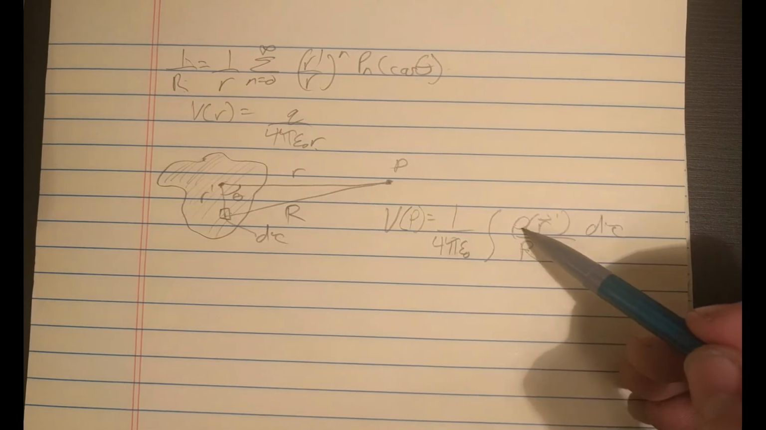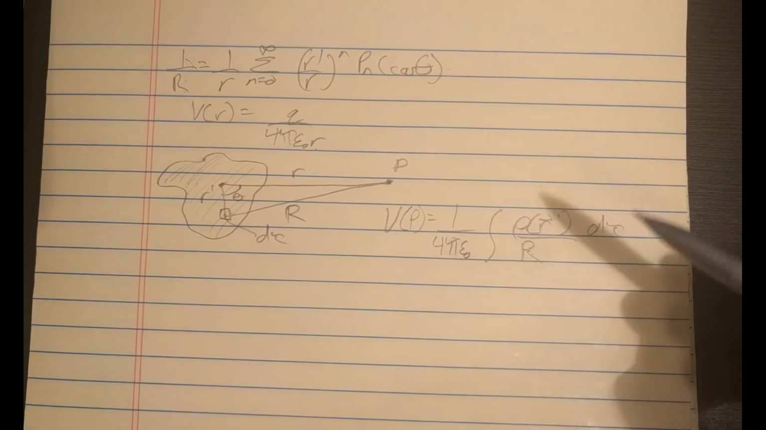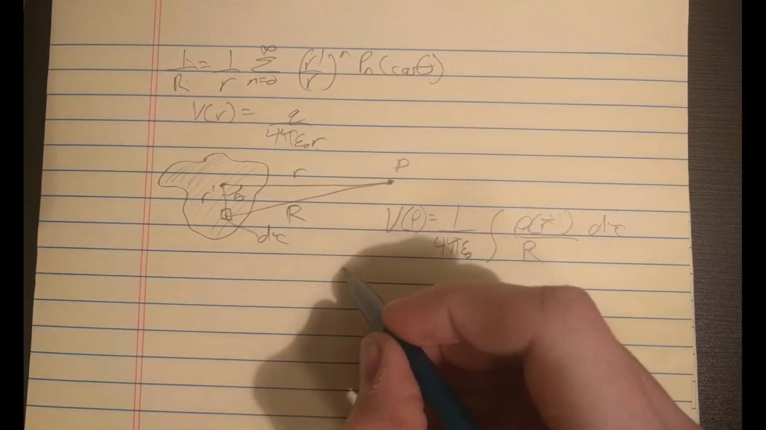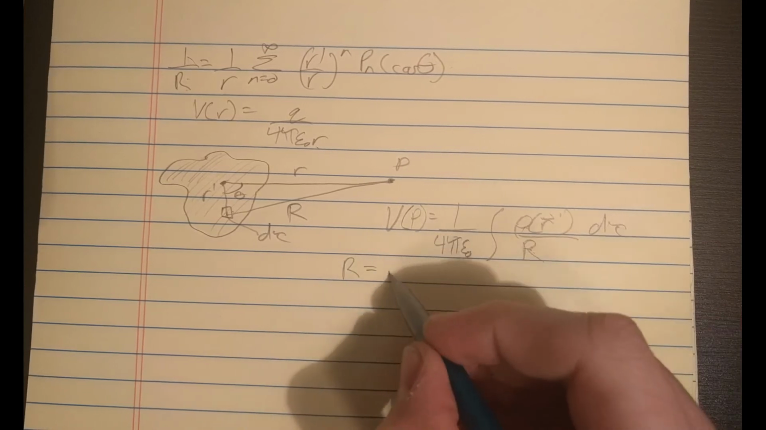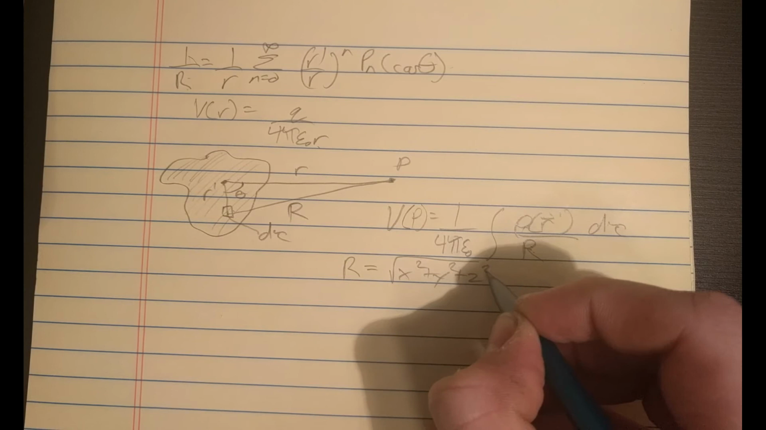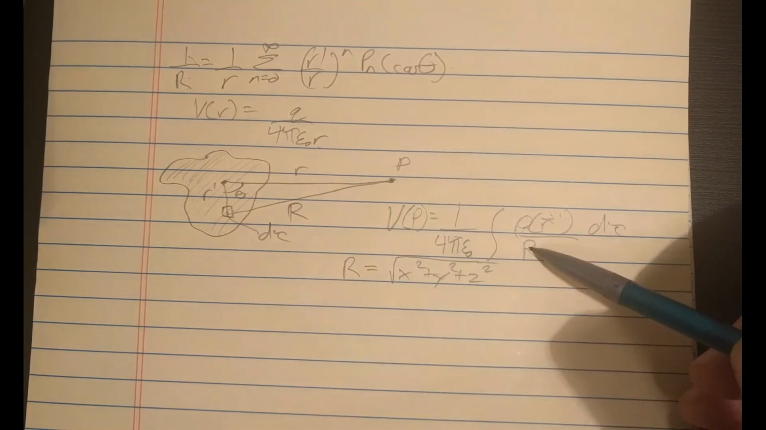So rho here is our charge distribution, or you might want to think of it as charge per unit volume, and our R is essentially the distance to point P. So in 3 dimensions, the big R is going to be the square root of x squared plus y squared plus z squared. So it's just the distance to point P.